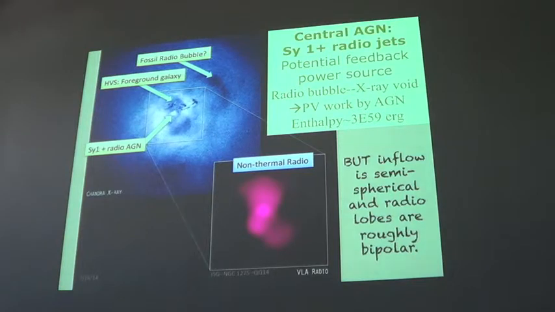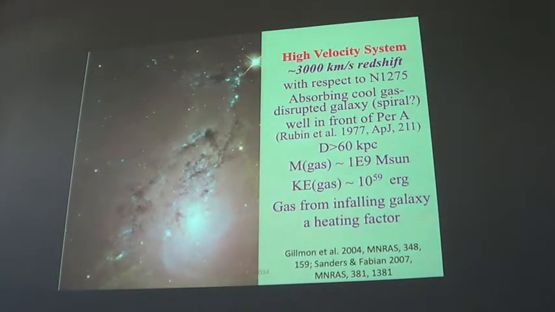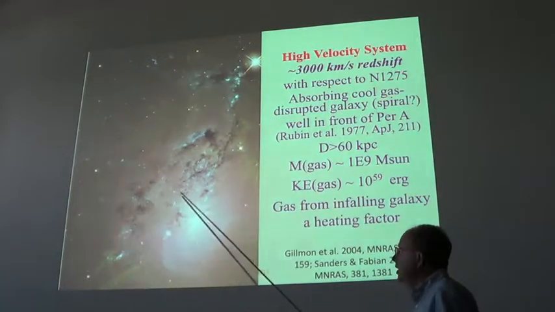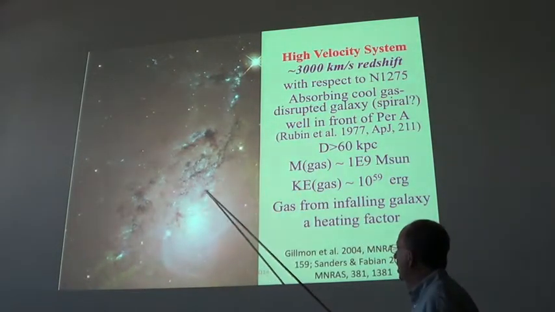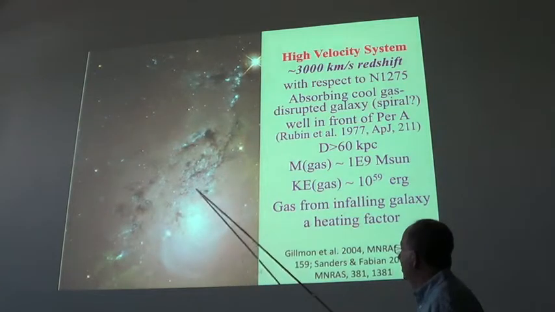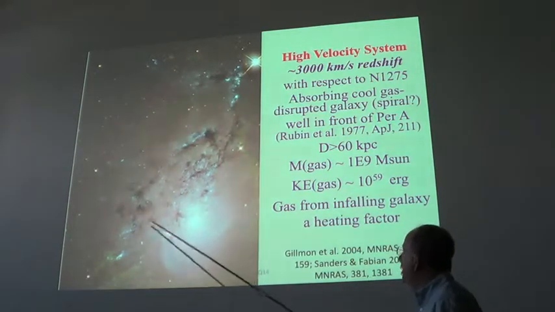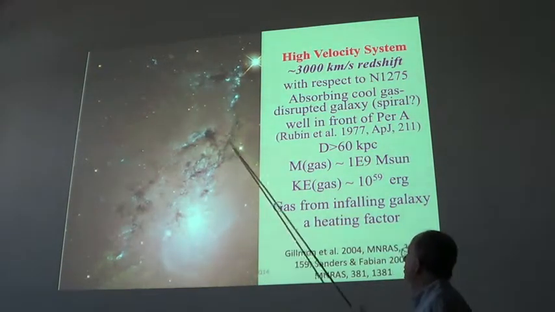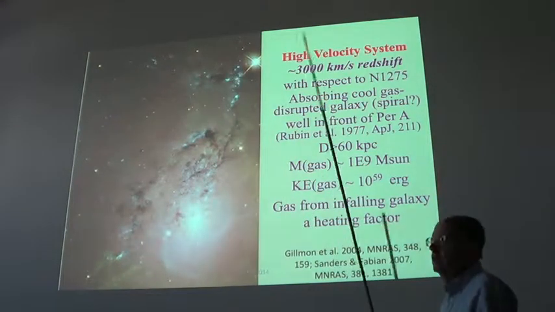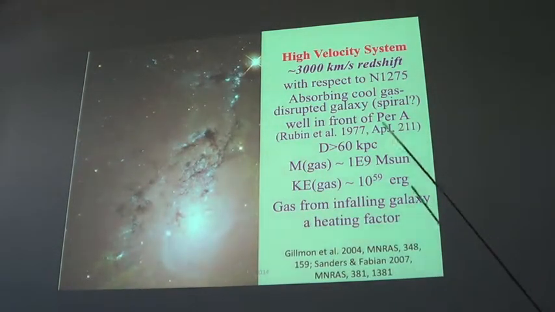The high velocity system I'm not going to talk about much, but you ought to be aware of it. This is the infalling galaxy, right here, what's left of it. What you're seeing is projected. The center of the galaxy is about here. Behind it is Perseus A. These streamers are dense molecular clouds making stars. The galaxy is moving at 3,000 kilometers a second with respect to Perseus, and it's redshifted and in front of it, so therefore it's an infall velocity.